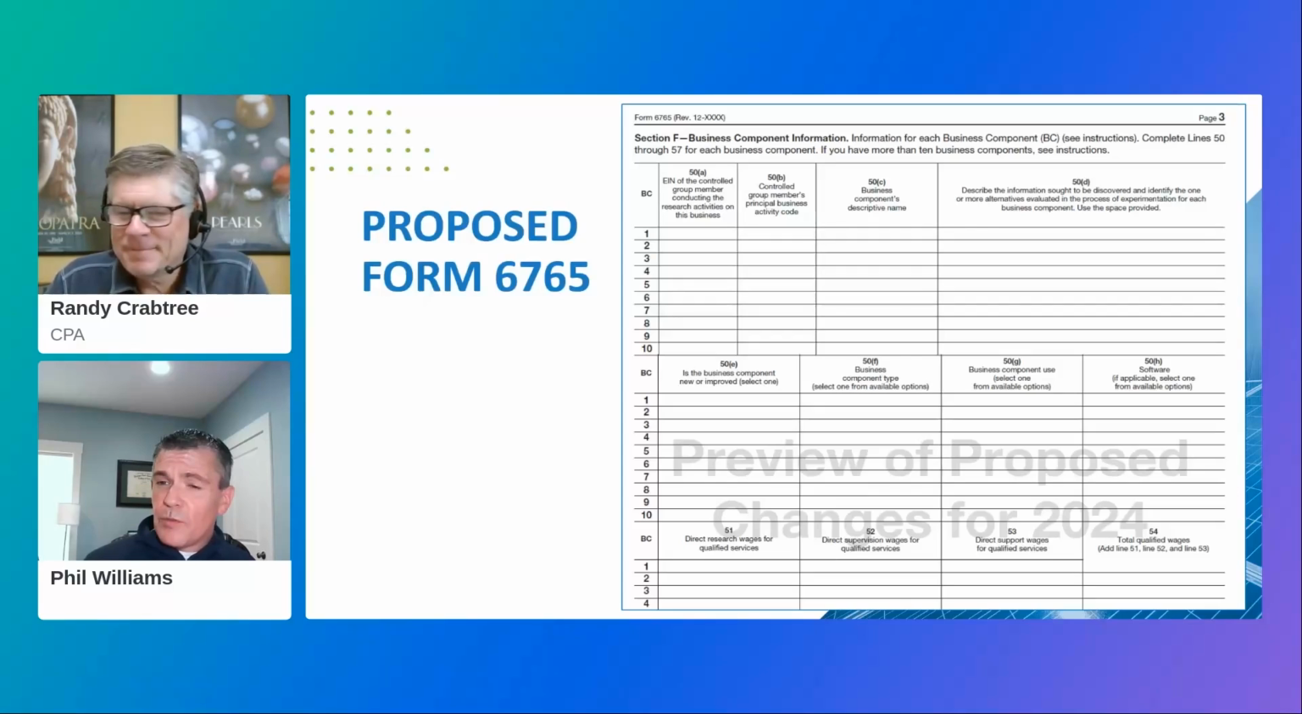And really the biggest question in our mind was, you're giving us 10 blanks to fill in. Some of the companies we work with have thousands of individual business components. So how do we deal with that? And does this cause an overwhelming paperwork burden to the taxpayer, and really time burden to the taxpayer, to have to go through and do this?